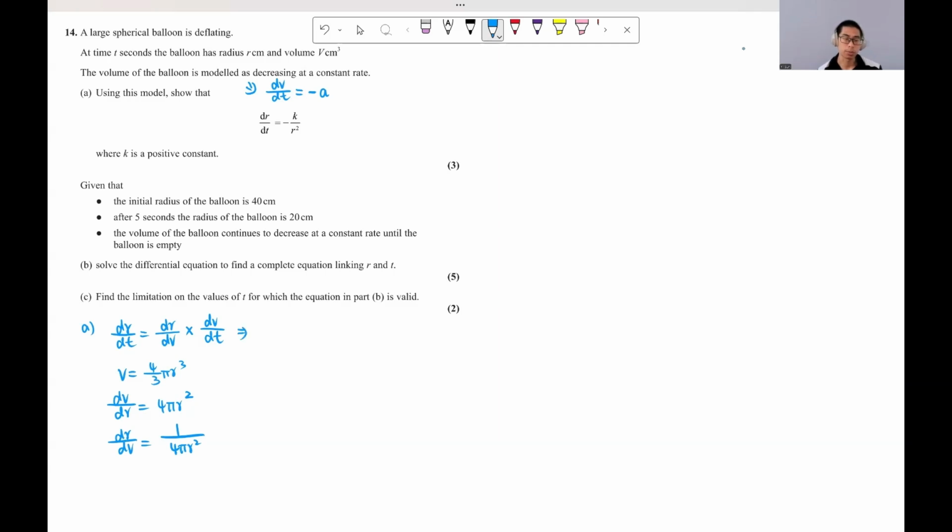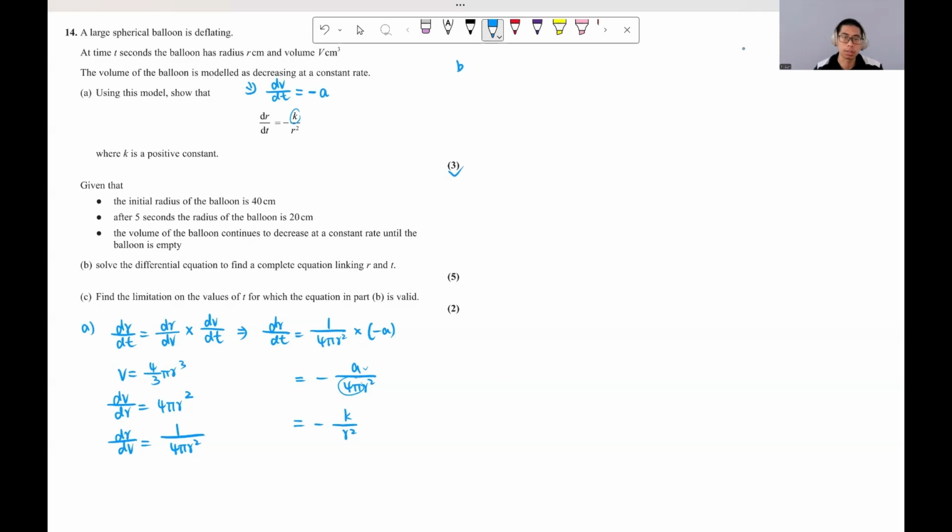Now if we substitute everything in, we have dr/dt equal to dr/dV, which we already know, 1 over 4 pi r squared, times dV/dt, which we already know, that's just negative a, and a is just a positive constant. So then that will be negative a over 4 pi r squared. Because a is a positive constant, the 4 pi is also a positive constant. A constant over a constant gives us another positive constant, which we can represent with k. So that would be negative k over r squared. Okay, part A done, 3 marks.